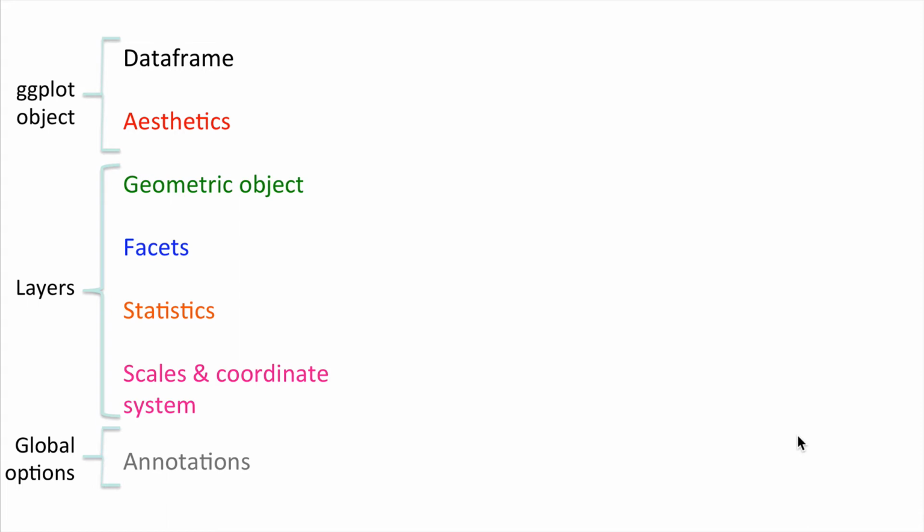Then we have layers like the geometric object, whether we're trying to produce a histogram, box plot, or scatter graph. Other layers include facet grids, which allow us to produce panels of graphs according to a certain variable. Statistics that allow us to add more information to our plots, like adding lines of best fit and confidence intervals.